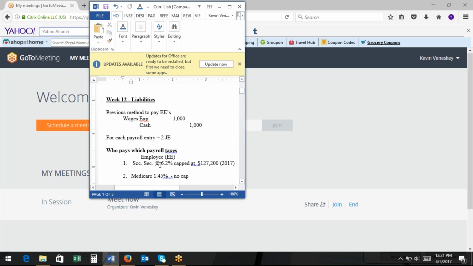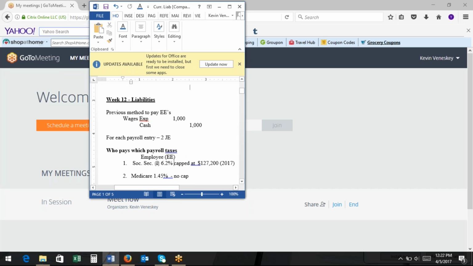We're not going to get into what's taxable and what's not. That's for a different class actually called payroll. But we're just going to assume that everything that I mention as wages is taxable for this class. So our wages are always taxed at 6.2%.